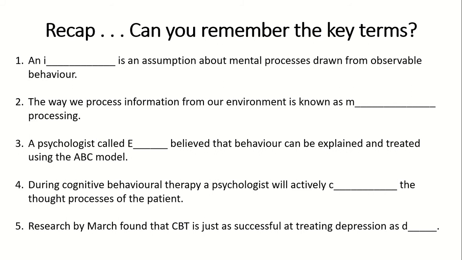March found around an 81% success rate for cognitive behavioral therapy alone, and an 81% success rate for drugs alone. If we combine cognitive behavioral therapy with drug treatments, the success rate increases to around 86% of patients reporting that they feel better. It's significant that we accept that cognitive behavioral therapy is just as successful at treating a mental illness like depression as drugs. That doesn't mean it's better, it just means it's just as good.